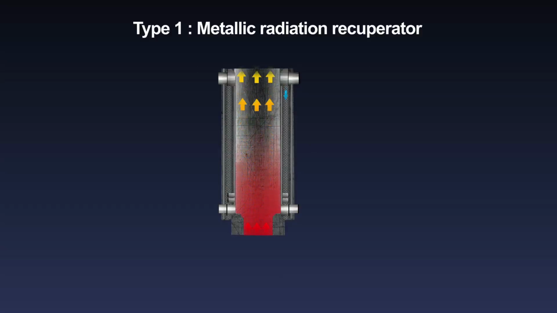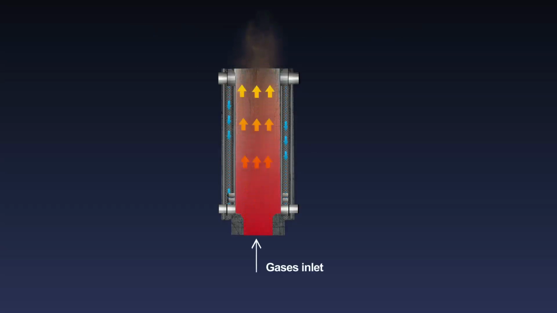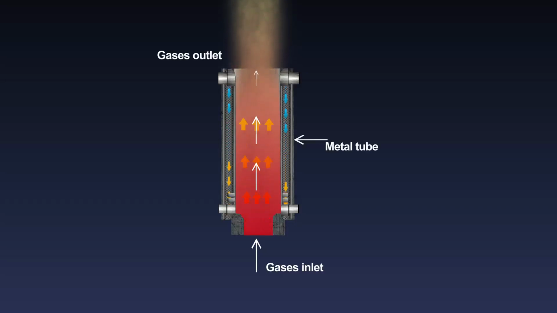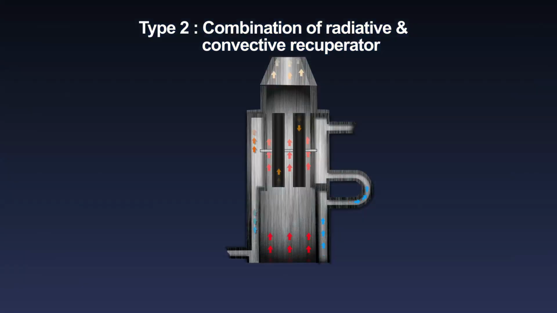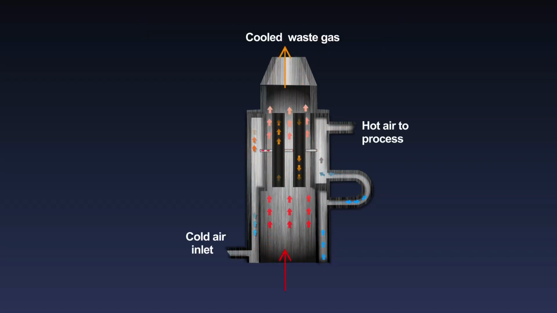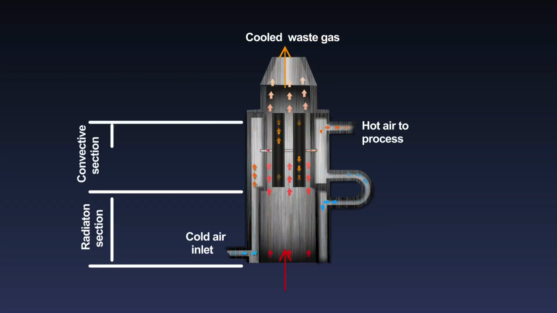The simplest configuration used for pulverized coal-fired furnaces is the metallic radiation recuperator, which consists of two concentric lengths of metal tubing. The inner tube carries the flue gas and the outer tube carries the combustion air to be preheated. This type of recuperator has low efficiency. To improve the effectiveness of heat transfer, a combination of radiative and convective designs are used, with a high-temperature radiation recuperator being followed by convective design. This type of recuperator is also used in pulverized coal-fired furnaces and can recover up to 50% of waste heat.